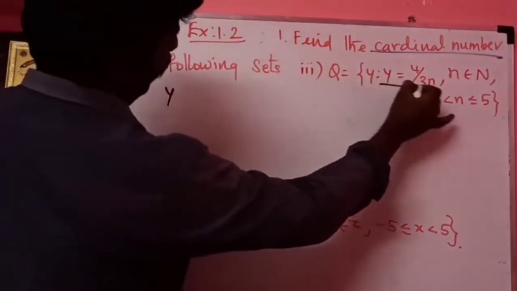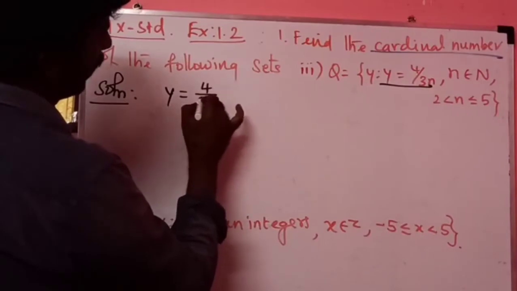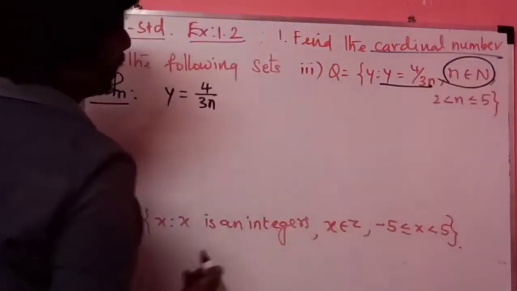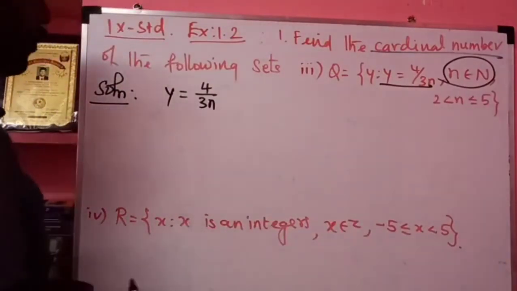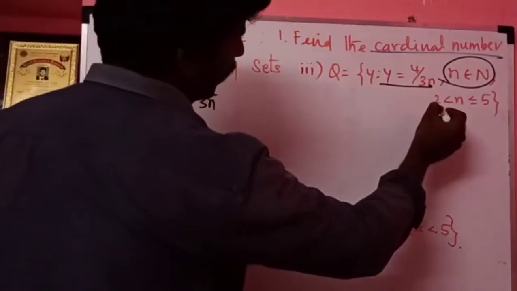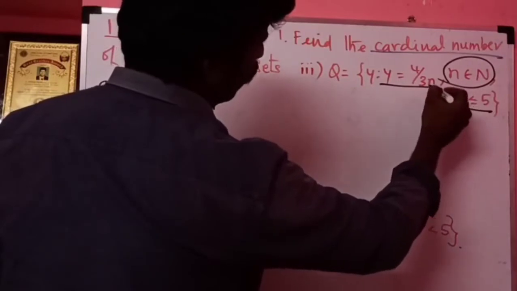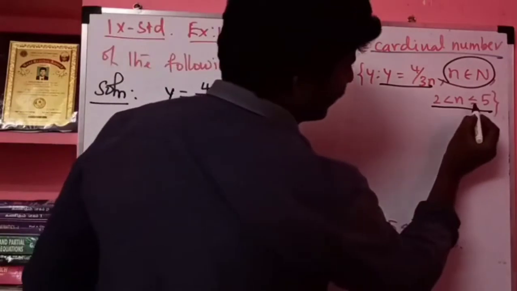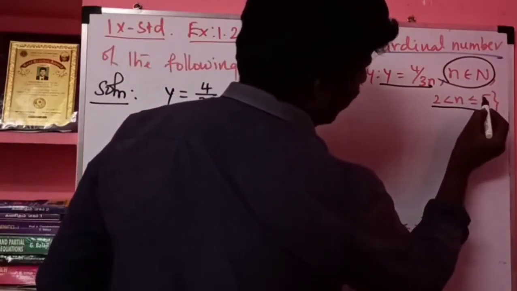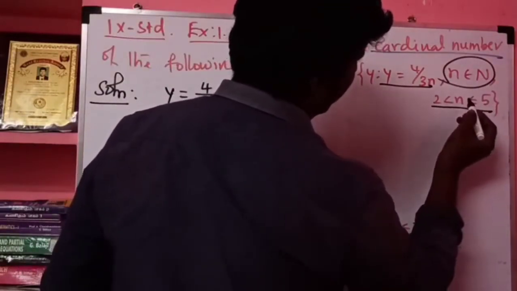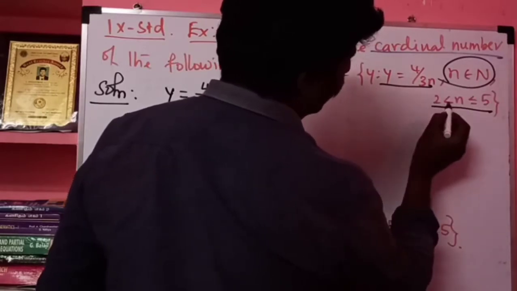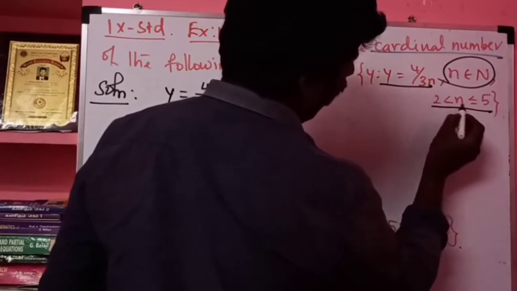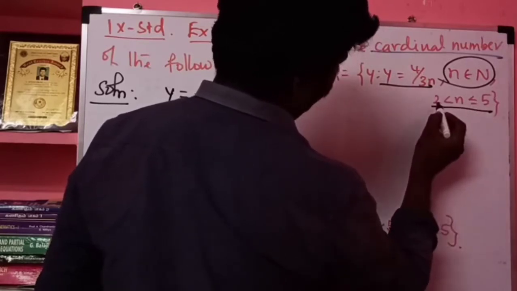First, y is equal to 4 by 3n. What is given for n? n belongs to capital N. Capital N means the natural numbers, right? Now the natural number limit is given: 2 less than n, then less than or equal to 5. Remember well, if there is an equal line, the number must be included. If not, the number should not be taken. Here look, for 2 there is only less than, strictly less than, no equal symbol, so we should not take 2.